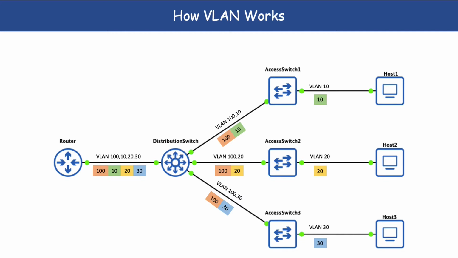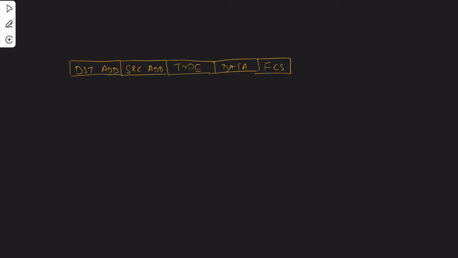It is not forwarding VLAN 100. In this diagram, VLAN 100 is basically the management VLAN, which is used to manage our devices, that is our distribution switches and access switch. And VLAN 10 is the first department, VLAN 20 is the second department, and VLAN 30 is the third department. So let's now switch over to our whiteboard and see where this VLAN tag gets added.